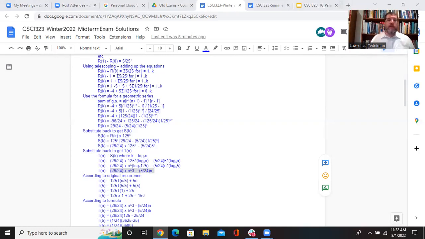All right. So the last step when you're testing it is you need to plug into the original recurrence. So this is the original recurrence, right? You plug in n equals 5. So you get 125 times T of 1 plus 5 times n, which is 25. And what is T of 1? Well, T of 1 is 1. We're told that T of 1 is 1. Sometimes it's 0, sometimes it's something else. So I get 125 times 1 plus 25, which is 150.